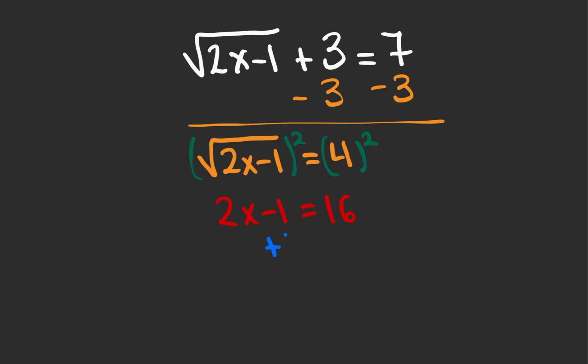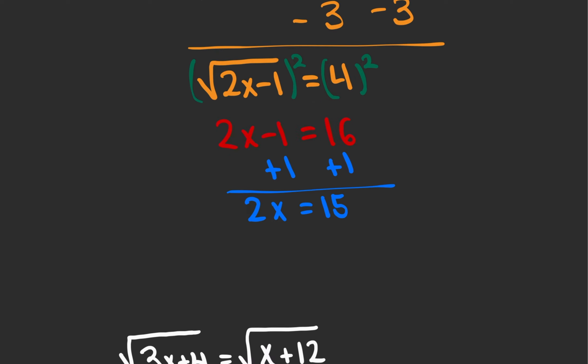I will then add 1 to both sides. This will now leave me with 2x is equal to 15. Then I will divide both sides by 2. And this will leave me with a final solution of x is equal to 15 divided by 2. Or you can rewrite this to be x is equal to 7.5.